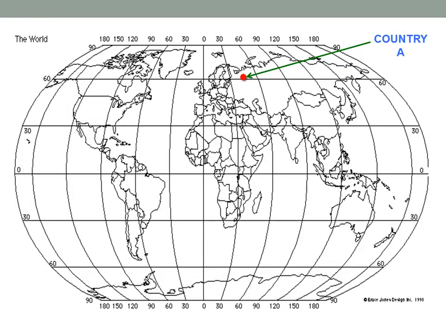A graphical representation of country A, located at 45 degrees east of the Greenwich meridian.